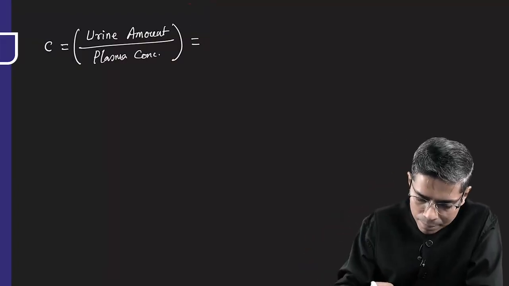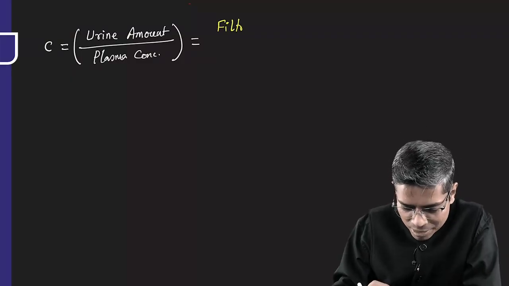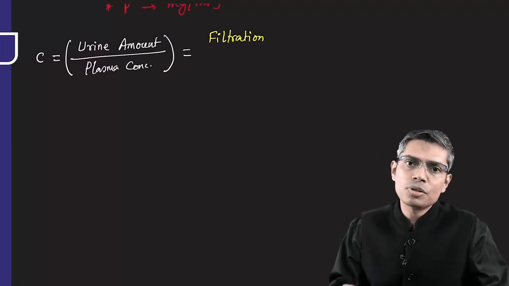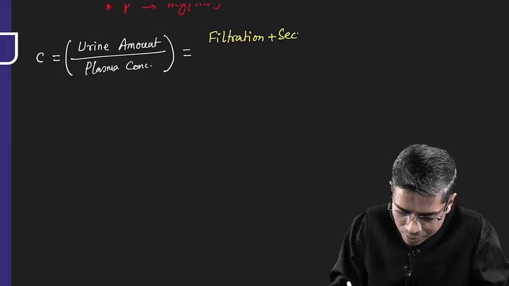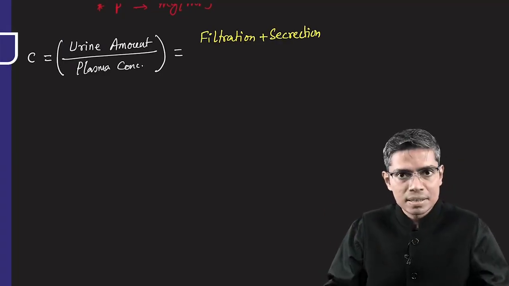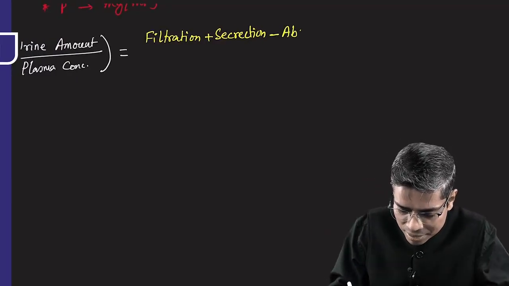It should reach by the process of filtration, right? Not only filtration, there are certain substances which are also secreted at the level of the nephron. So if there is secretion also, then the urinary amount will be increased. But if there is reabsorption, then the urinary amount will be decreased. So I have to subtract the absorption amount from here. So now I can understand that urinary amount is equal to three basic processes: filtration, secretion, absorption.